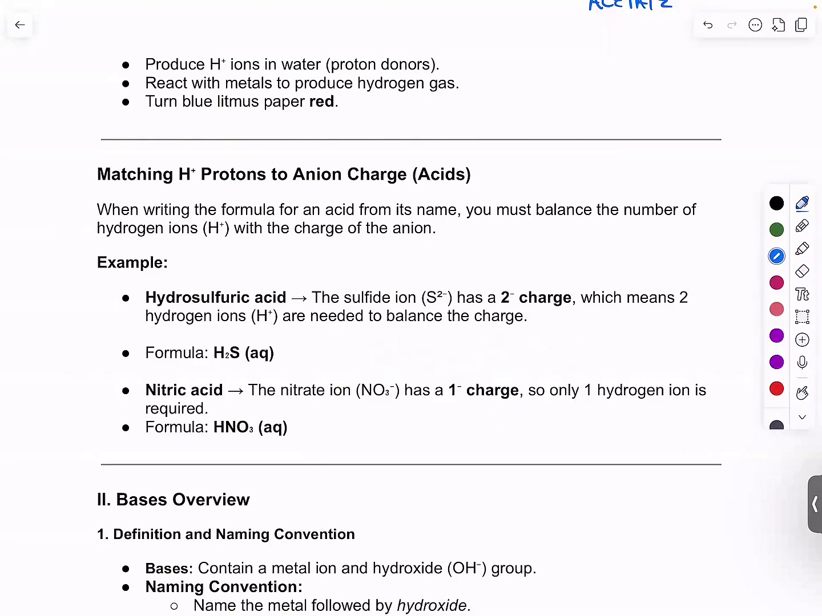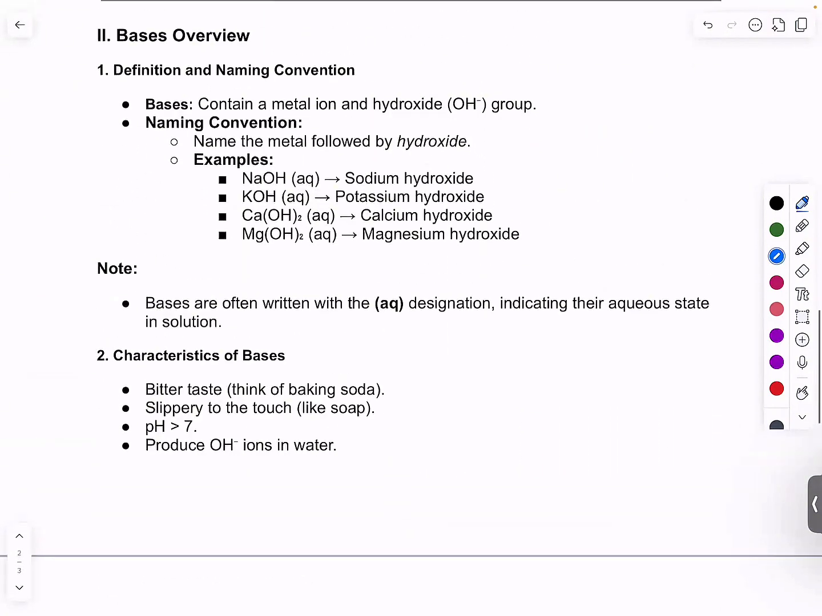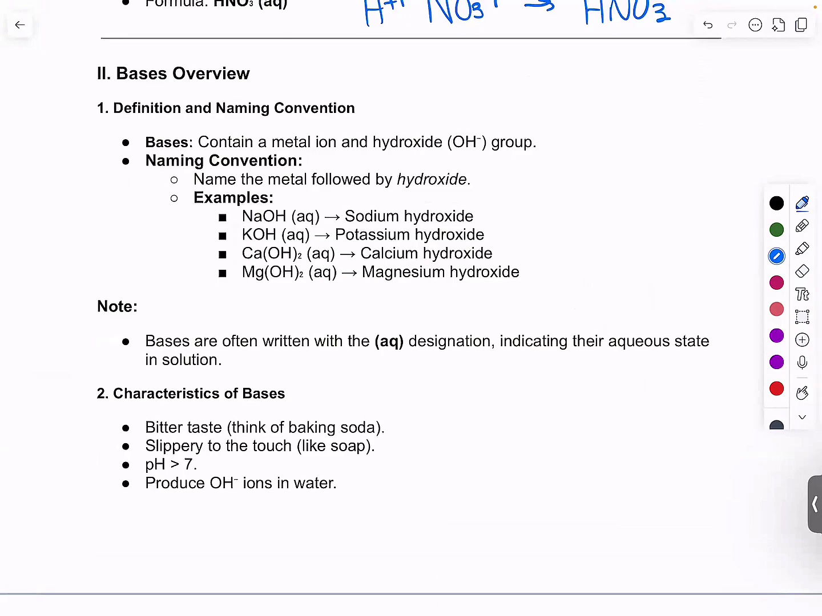Okay. And nitrate, when it combines with hydrogen, because nitrate only has a -1 charge, then we just have HNO3. Okay, so just make sure the number of hydrogens balances out the anion in your particular formula. Now bases traditionally have the OH as the anion on the back end, so you have metals attached to OH, and of course they have the aqueous designation.